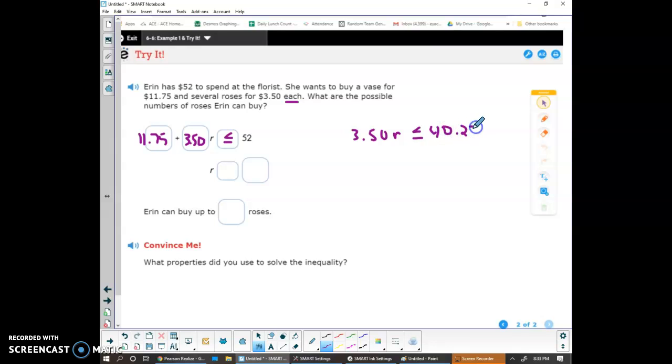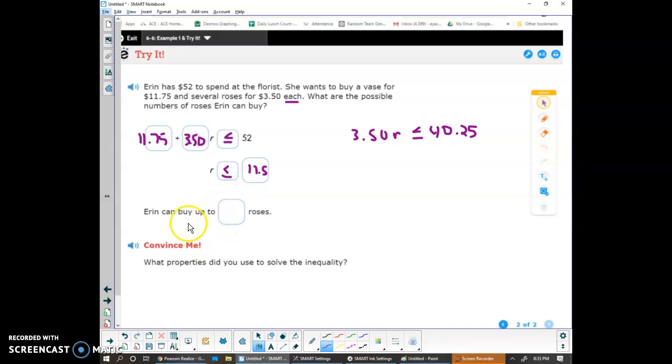40.25. Okay, and then we divide by 3.50. And do we flip it here? Nope, because we're dividing by a positive. All right, so don't flip it when you're dividing by a positive. So you got r is less than 11.50. Okay, now is that $11.50? No, that's not $11.50. Remember, r is for roses.